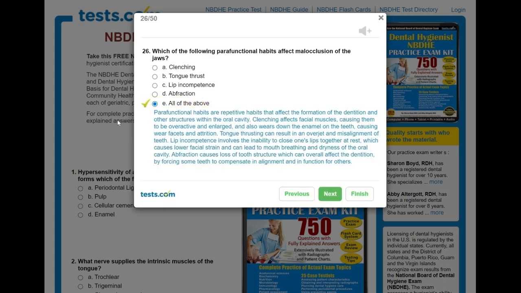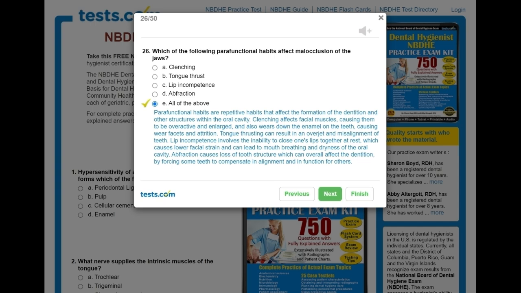E. All of the above. Parafunctional habits are repetitive habits that affect the formation of the dentition and other structures within the oral cavity. Clenching affects facial muscles, causing them to be overactive and enlarged, and also wears down the enamel of the teeth, causing wear facets and attrition.